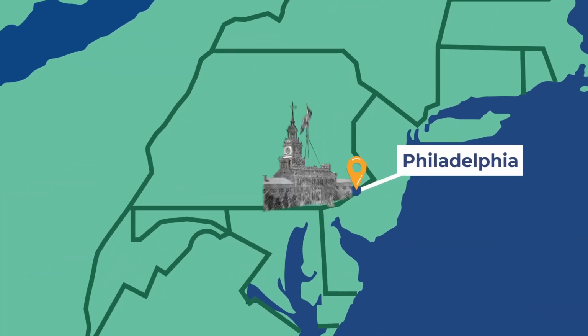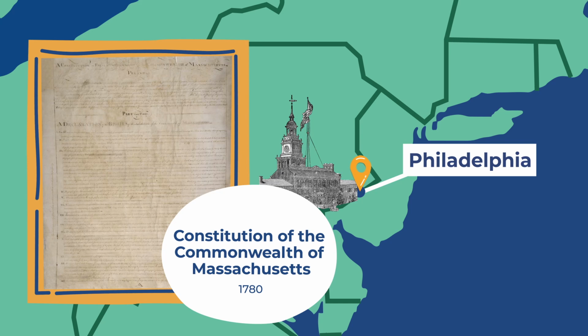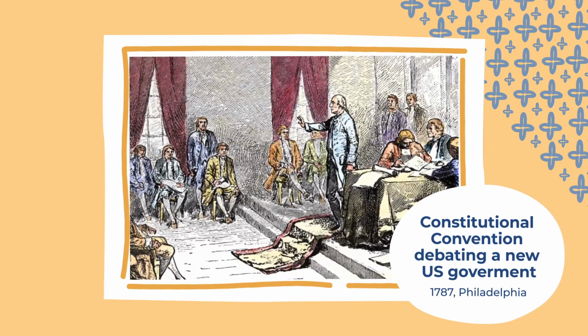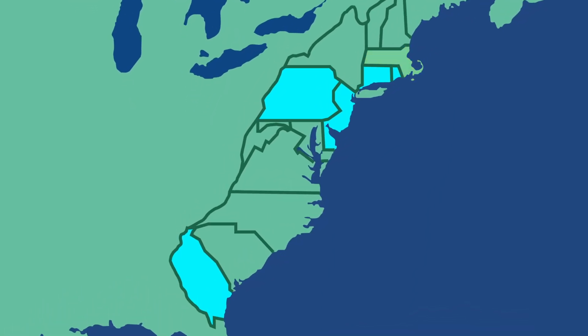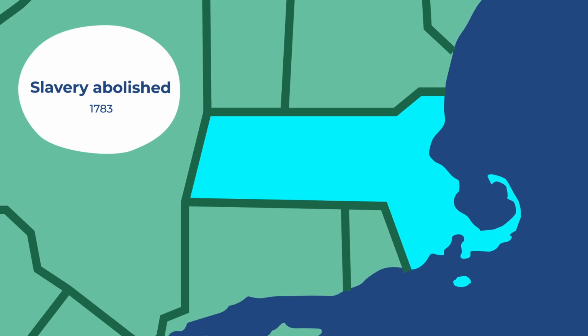When the framers gathered in Philadelphia for the Constitutional Convention, the 1780 Constitution of the Commonwealth of Massachusetts, with its system of checks and balances, provided an example for the new Constitution of the United States. Massachusetts would go on to become the 6th state in the country, the 3rd state to abolish slavery in 1783, and help lead the way toward a more perfect union.